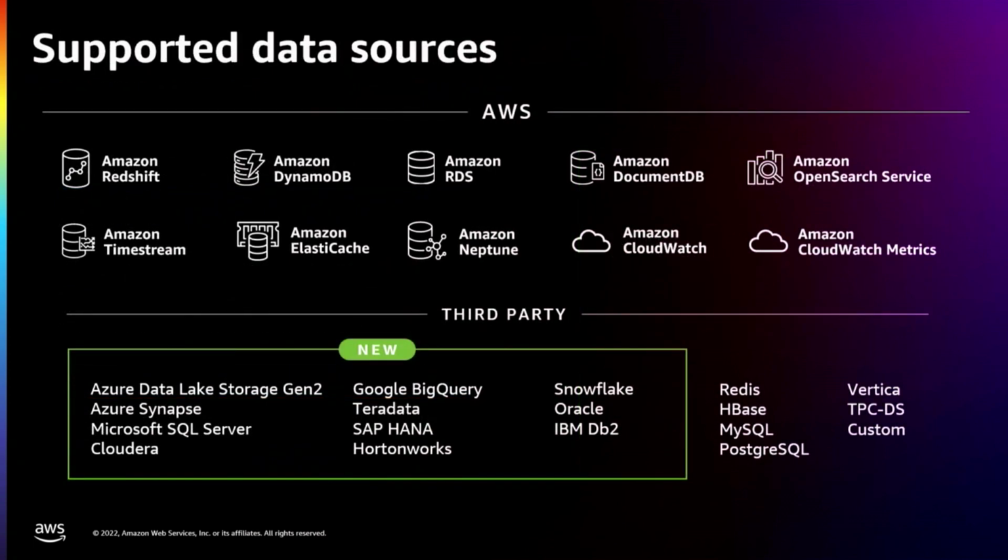This year was really big for Athena on that front and the data sources that we support. Altogether, as I mentioned, there's over 25 connectors available, often to some of the most widely used databases and storage platforms on the market today. Often that spans not only AWS sources, but third-party ones as well.